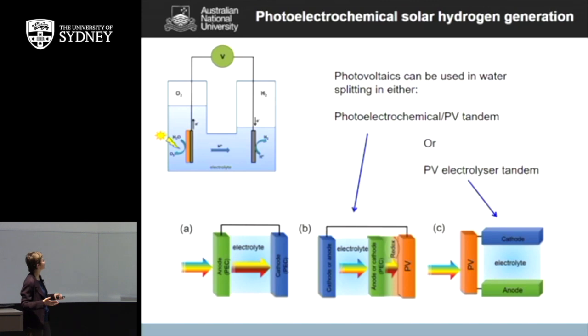So there's a few different concepts that you can think of in order to do this. You can arrange the solar cells in different ways, but basically the idea is you're using the solar cell to generate a voltage and generate a current, and you're using that to drive a chemical reaction inside the electrolyte, which will then split water to generate hydrogen.